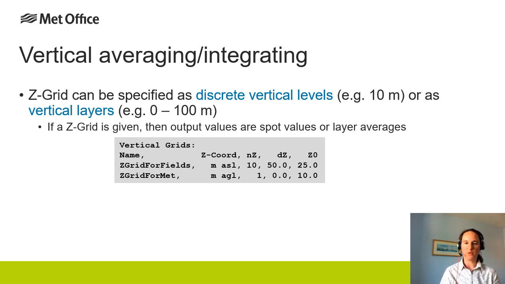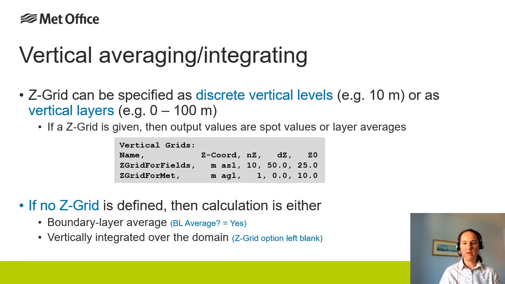Alternatively, we have here on the second line a discrete vertical level example, and this is a zgrid for MET output. In this case, we've specified in meters above ground level. We've also only got one level, so NZ equals 1. And you can tell it's a discrete vertical level because DZ is 0. In this case, we've got Z0 equals 10 meters.